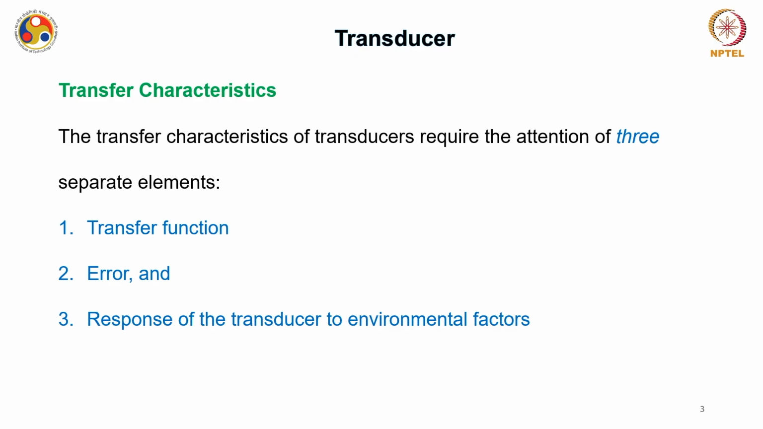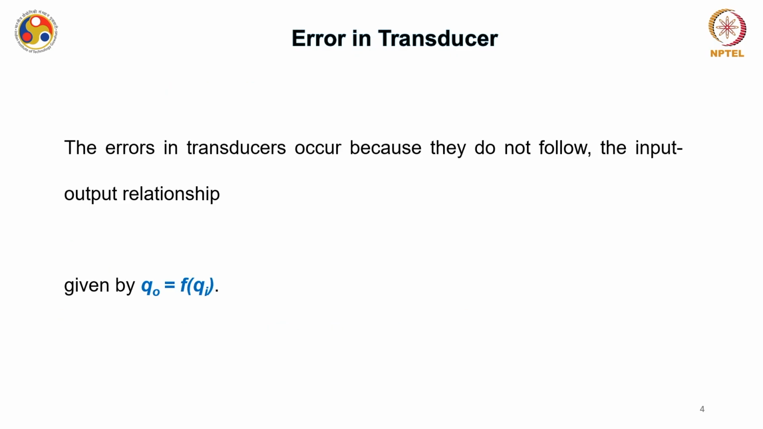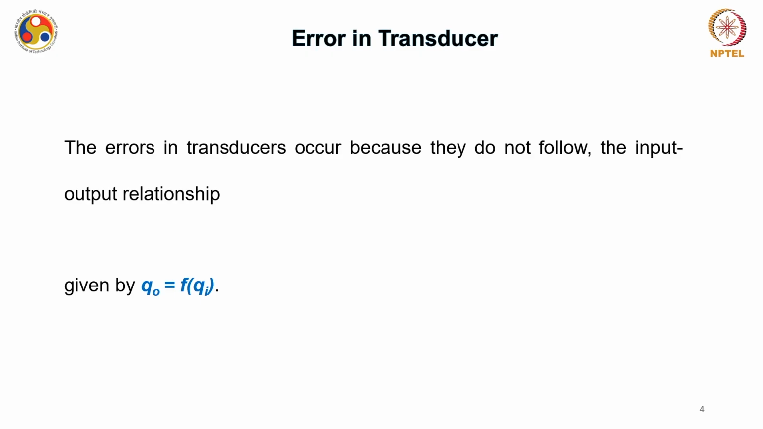We discussed the transfer function in our first lecture. So, now let us discuss error in the transducers. We have discussed errors in general in our first module. However, we will extend our discussion here so that we understand exactly the errors that are specific to the transducers. When I say error in the transducer, this error occurs because they do not follow the input output relationship or the ideal transfer function of the transducer.